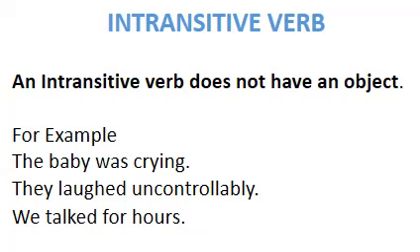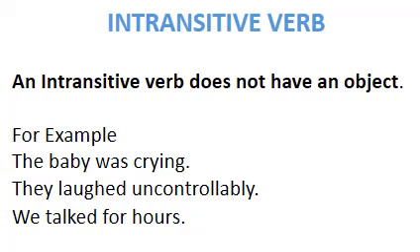Okay students? Next, you can see here the examples. The baby was crying. So what is the verb here? Crying. And no noun or no pronoun is there after the main verb. That's why it is an intransitive verb. Second example is, they laughed uncontrollably. Laughed is a verb here, and there is no noun or pronoun after the main verb.